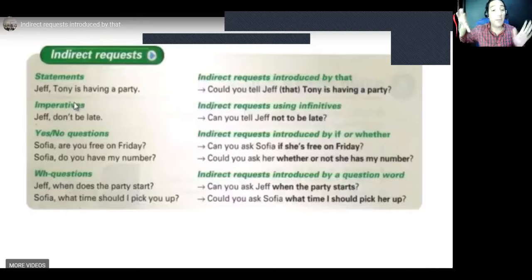Sofía, do you have my number? Le pregunto a alguien más. Could you ask her whether or not she has my number? What is the meaning of whether? Whether. Ya sea que. Ah, weather, clima. Se pronuncia igual. Les decía en la clase, pronunciation.